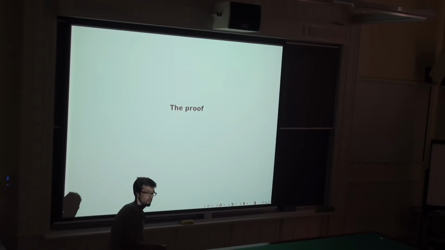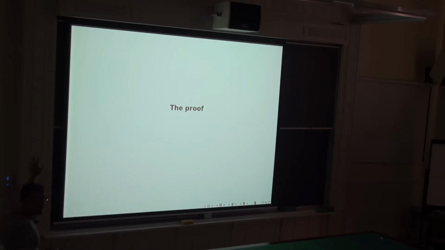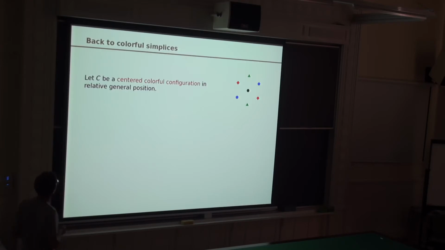So I'll just say some words about it. You can forget about everything I just said except for the problem, right? We have a colorful point configuration. Each color class contains the origin. We want to find an upper bound for the number of simplices that are colorful and contain the origin in the convex hull. And we have this relative general position assumption.